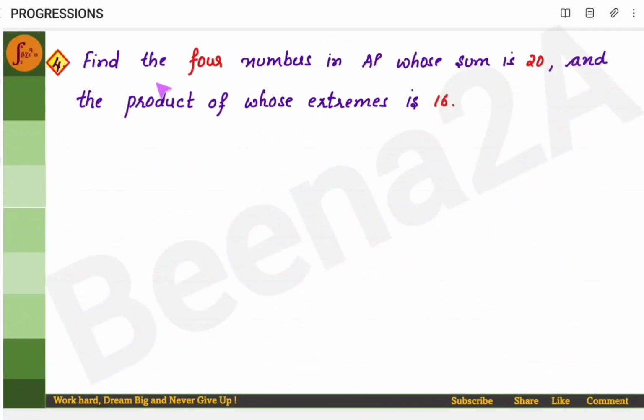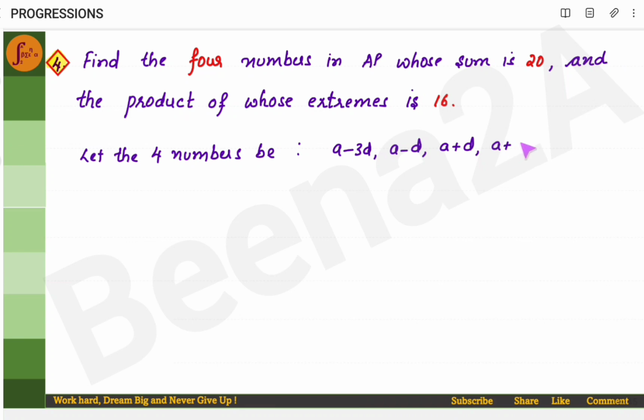Let us solve this problem where we have to find 4 numbers in AP whose sum is 20 and the product of whose extremes is 16. First thing is we have to find 4 numbers in AP, right? Now we can assume that the numbers are, let the numbers be a minus 3d, a minus d, a plus d and a plus 3d, right?